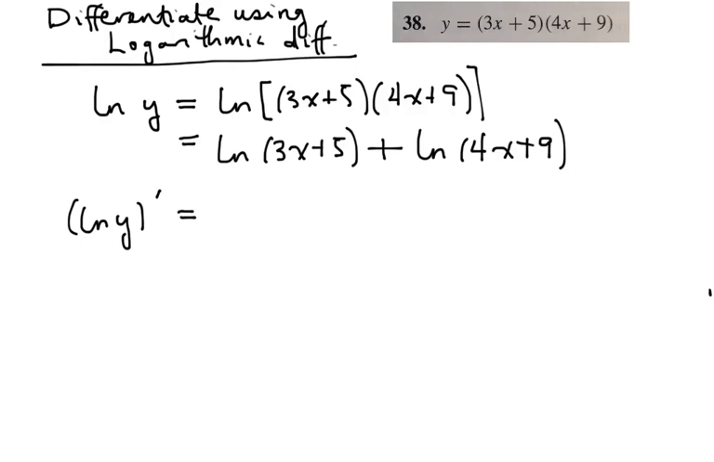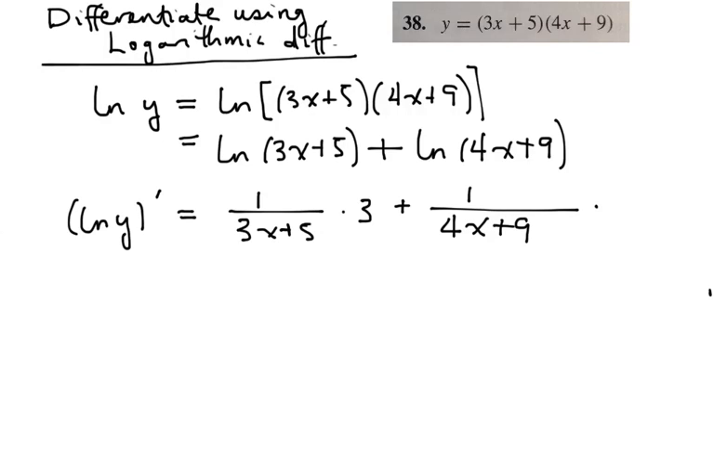Okay. And on this side, let's see, if we use the chain rule, we'll get 1 over 3x + 5 times the derivative of 3x + 5, which is 3. And on the right-hand side, for the second term, 1 over 4x + 9 times the derivative of 4x + 9, which is 4.